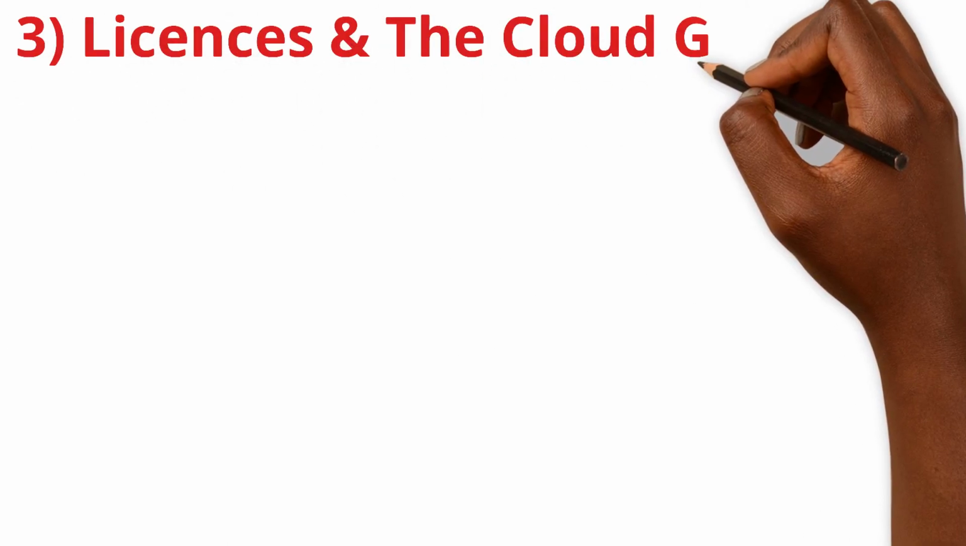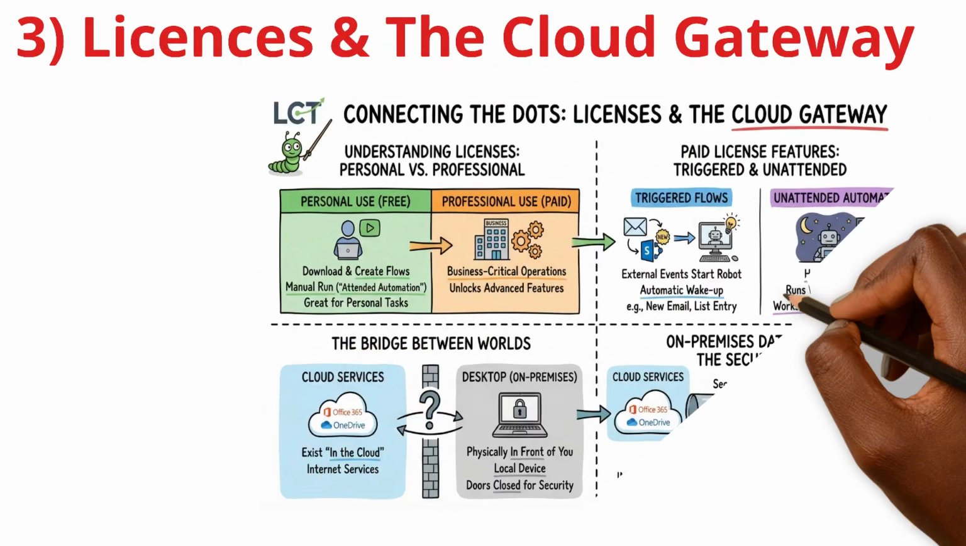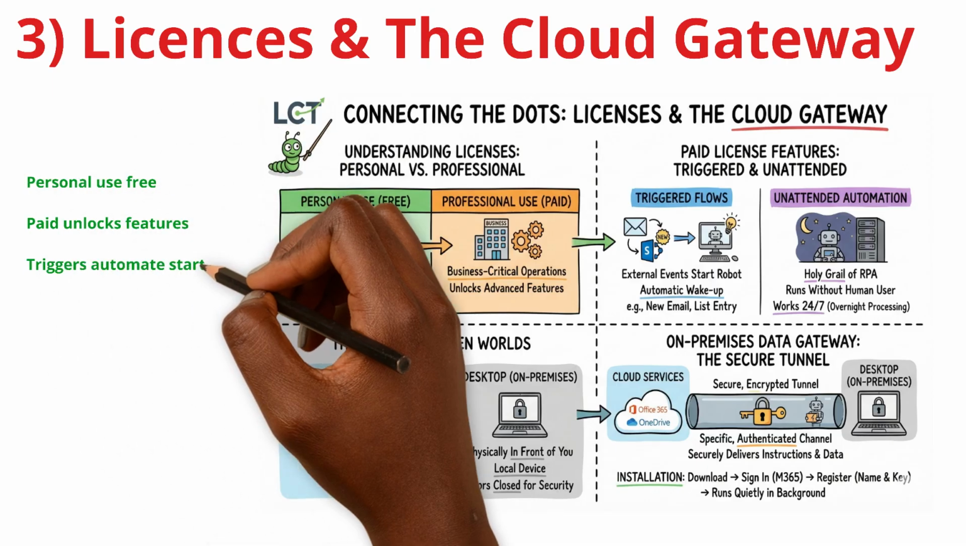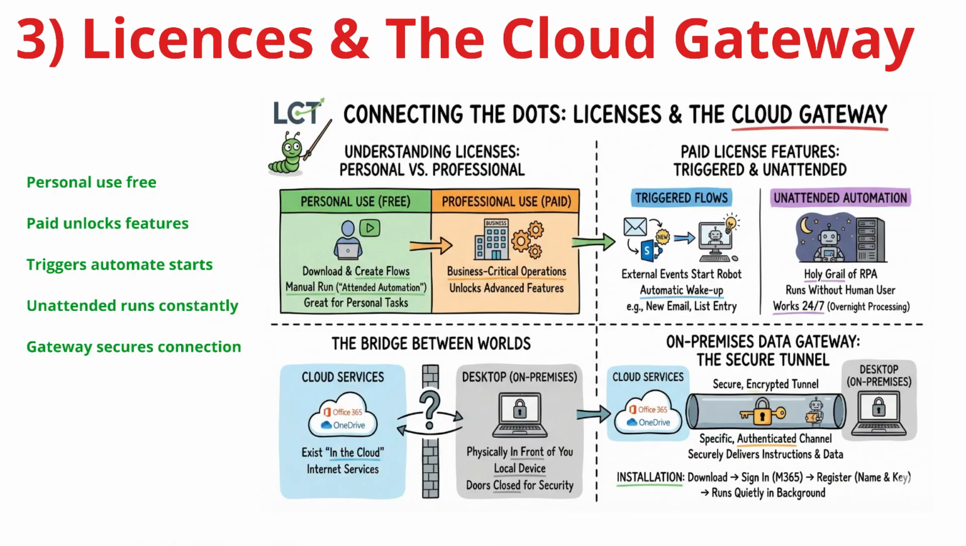Let's connect the practical dots regarding licenses and connectivity. First, understanding licenses is key. Power Automate for desktop is free for personal use, perfect for manually running tasks you create. However, for business-critical operations, paid professional licenses unlock powerful features. These include triggered flows, where external events like a new email automatically wake up your robot, and unattended automation, the holy grail that lets bots run 24/7 without any human supervision.